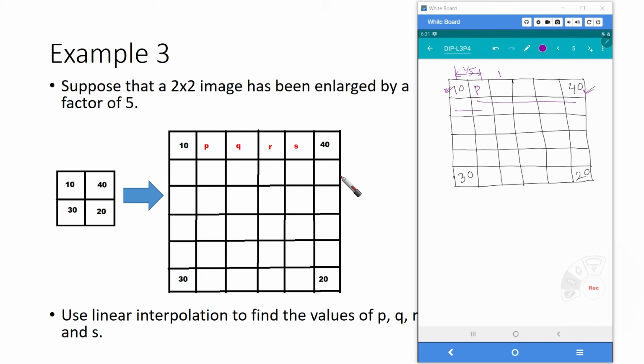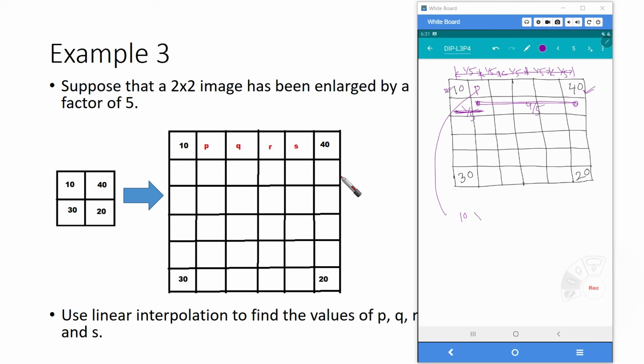In the same way, the distance between each next pixel is 1 over 5, because the image increased by a factor of 5, so the distance between each pixel is now 1 over 5. Now what is the distance between this point and this point? This distance is 4 over 5. And the distance between these two is 1 over 5. So we can calculate the value of P very easily.